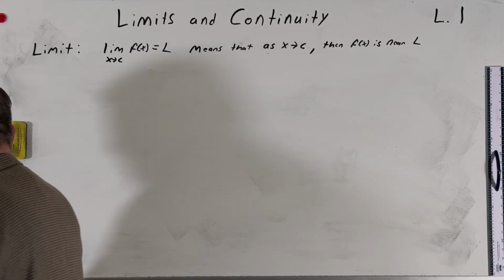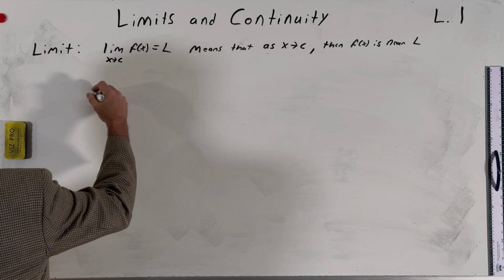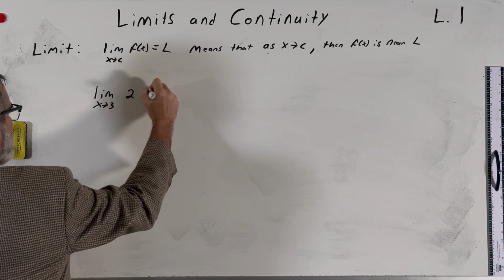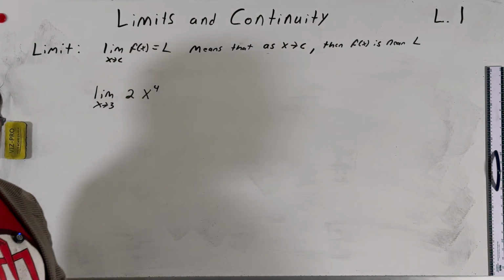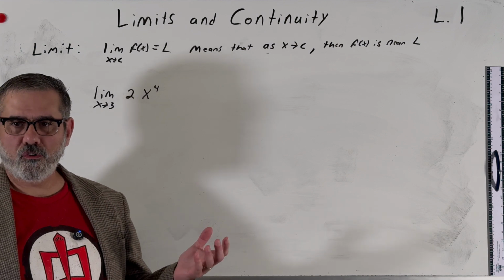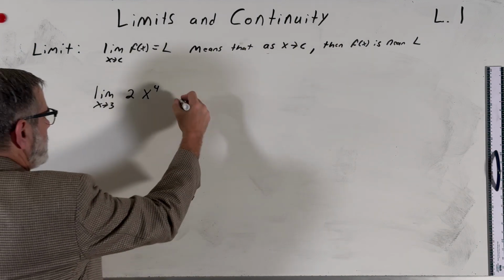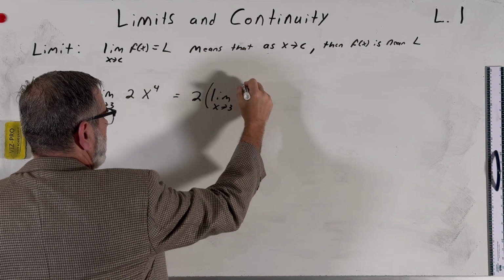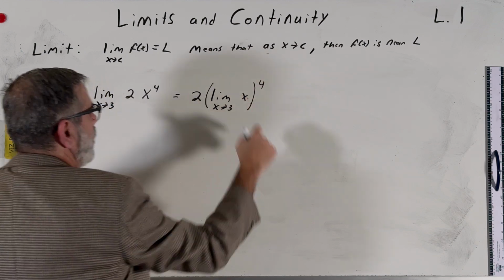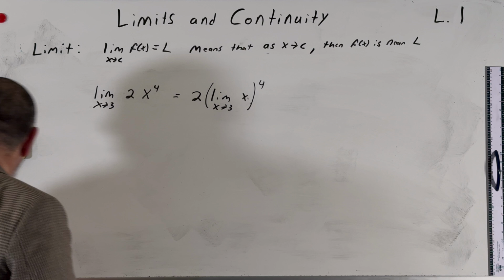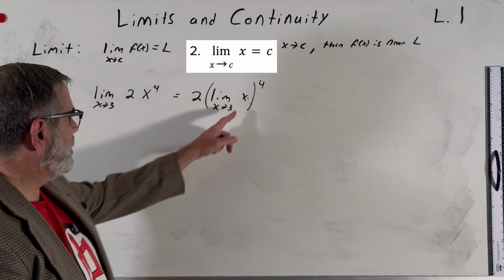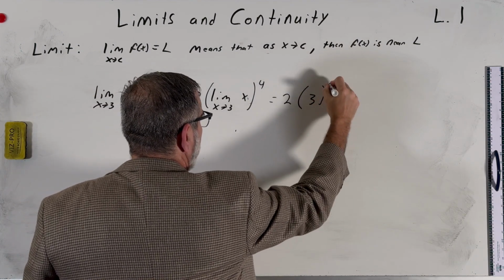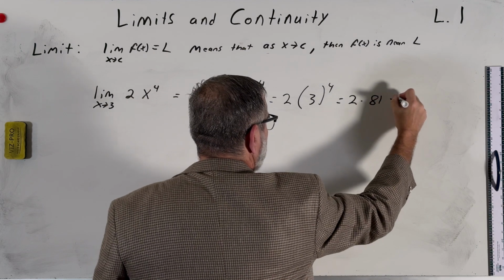So let me just do an example problem where that might be useful. If I take the limit as x approaches 3 of 2x to the fourth. These theorems are really what allow us to do the easy substitution method. But the proper way to do it, of course, is to rewrite this as 2 times the limit as x approaches 3 of x raised to the fourth power. Then I think it was theorem 2 said that the limit of x as x approaches c is just equal to c. So this would be equal to 2 times 3 to the fourth power, which is 2 times 81, which is just 162.